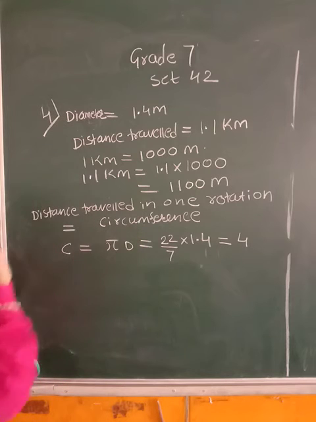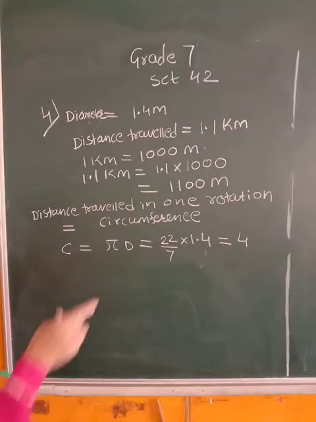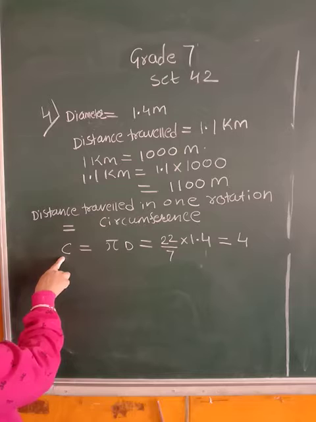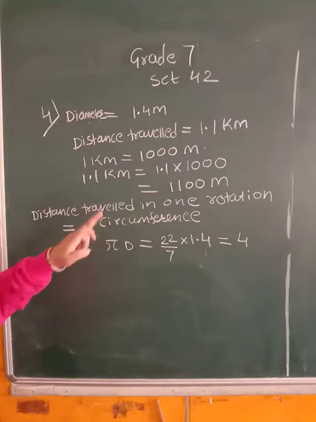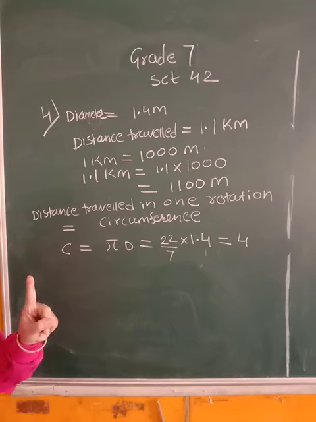We have to find how many rotations. So if you divide the total distance by the circumference, you will get the number of rotations. Are you understanding me? Now see, first let us calculate this. The distance travelled in one rotation is equal to the circumference, you know.